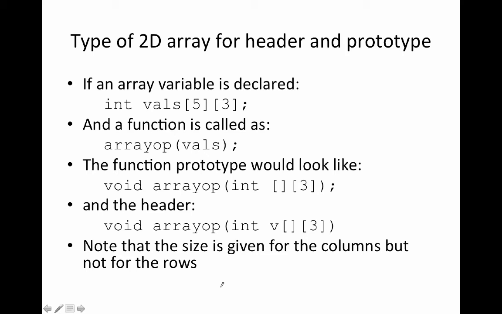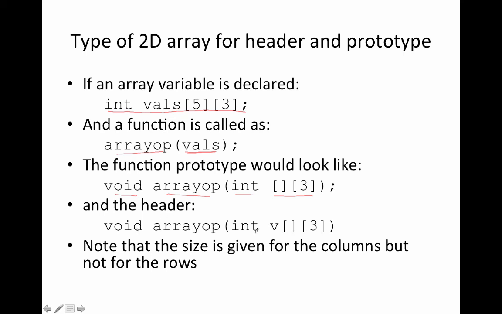Now for a two-dimensional array, if we've declared a two-dimensional array like this, so vals has dimensions 5 by 3, 5 rows by 3 columns, and if we have our function array ops and we're passing the array to it, then the function prototype is going to look like this. We have, again, if it's void, may or may not be, the name of the function, the type of each element is int, and we need to say that it's a two-dimensional array by putting 2 square brackets. And the size is normally given for the columns, but not for the rows. You have to give one of the dimensions, and it's typical to give the size for the columns.